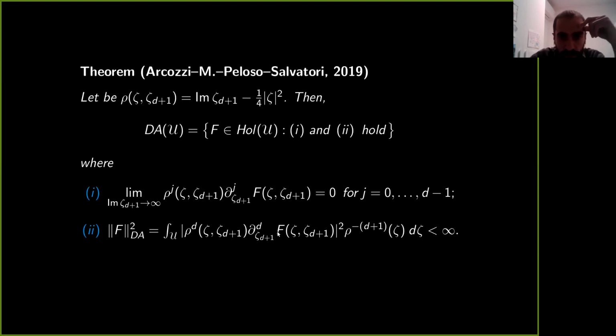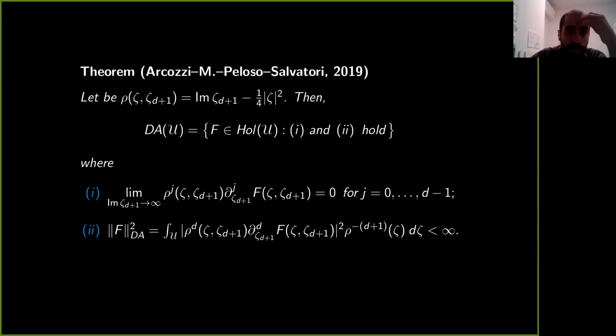And the norm is given by this quantity here. We are integrating the d-th derivative with respect to the last variable in an L2 norm, and here we have this weight and this weight. I could have put them together this way, sorry. And so you can think of this as what we actually saw this morning with Michael, where in the unit ball you had the radial derivative, and instead of this rho function here, you have 1 minus mod of z squared. So this is kind of the Besov-Sobolev description of the norm of the Drury-Arveson space.